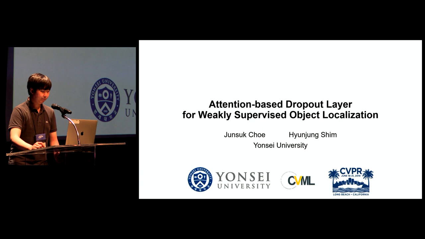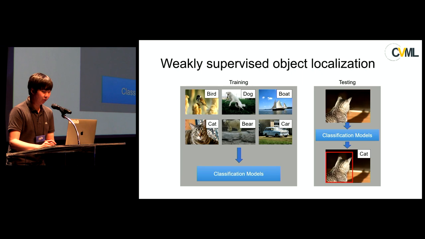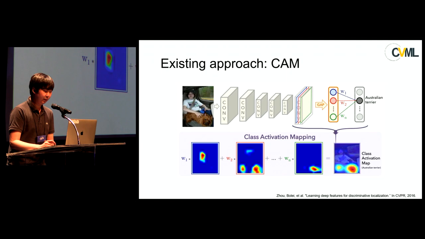Weakly supervised object localization methods learn the object location using only image-level labels, without location annotations. During testing, the model returns both the class label and the location of the object. Most existing approaches mine and track discriminative features of each class. For example, class activation mapping utilizes a CNN classifier for learning the discriminative features and traces them.